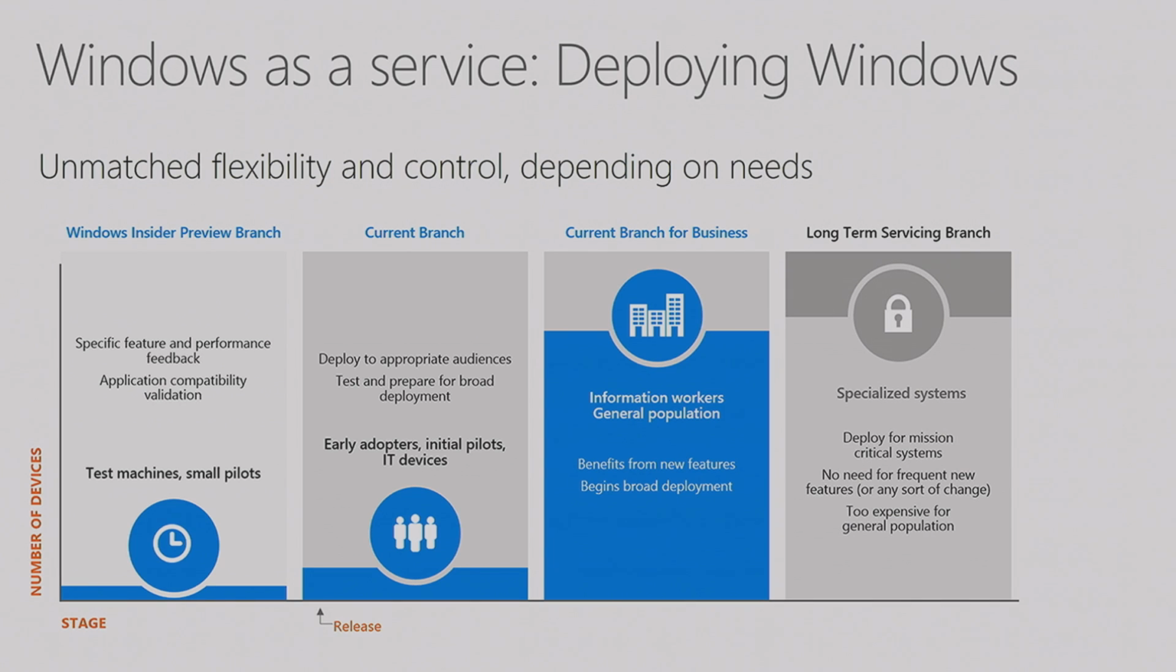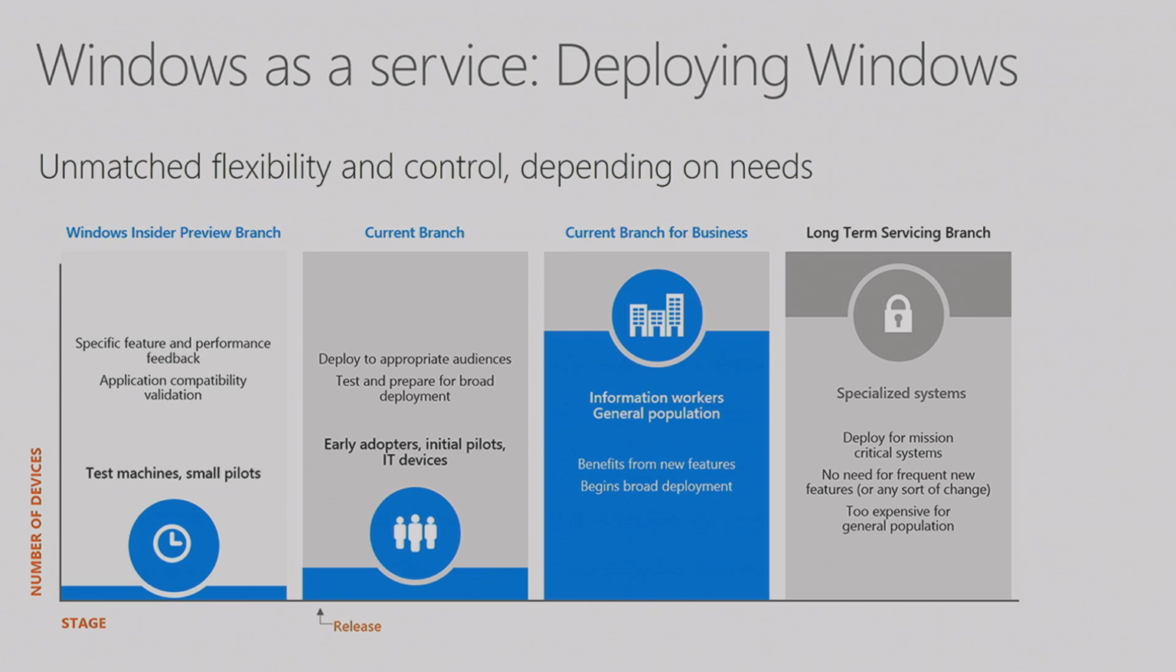We then also have a long-term servicing branch. This long-term servicing branch really is for specialized systems. I tend to define specialized systems a little differently than what we have on the slides, to just say that, well, if it's a PC running Office, it's probably not a specialized system. It's a PC then being used as an information worker PC. Those information worker PCs want to get the latest capabilities as quickly as possible. Therefore, they should be on current branch or current branch for business.